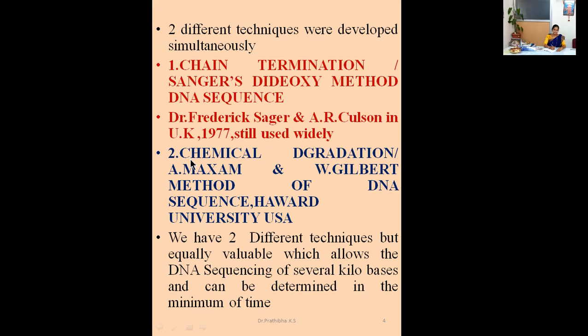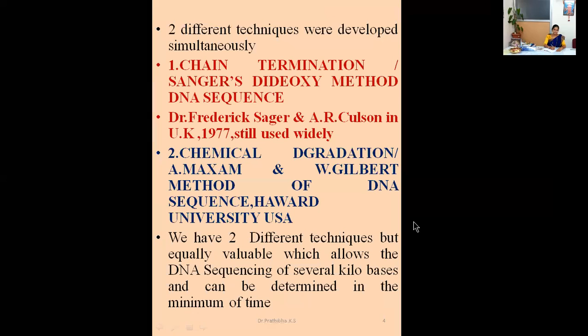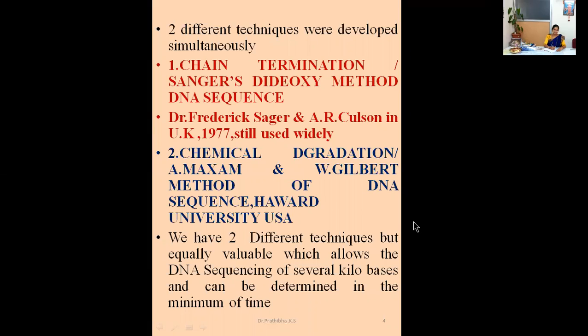Okay, the next DNA sequencing was the chemical degradation, or A. Maxam and W. Gilbert method of DNA sequencing, which was designed at Harvard University, USA. So we have two different techniques but equally valuable, which allow DNA sequences of several kilobases to be determined in minimum time. You must keep in mind these two different DNA sequencing methods. If you are asked by the examiner during your viva, you must be able to give this answer.